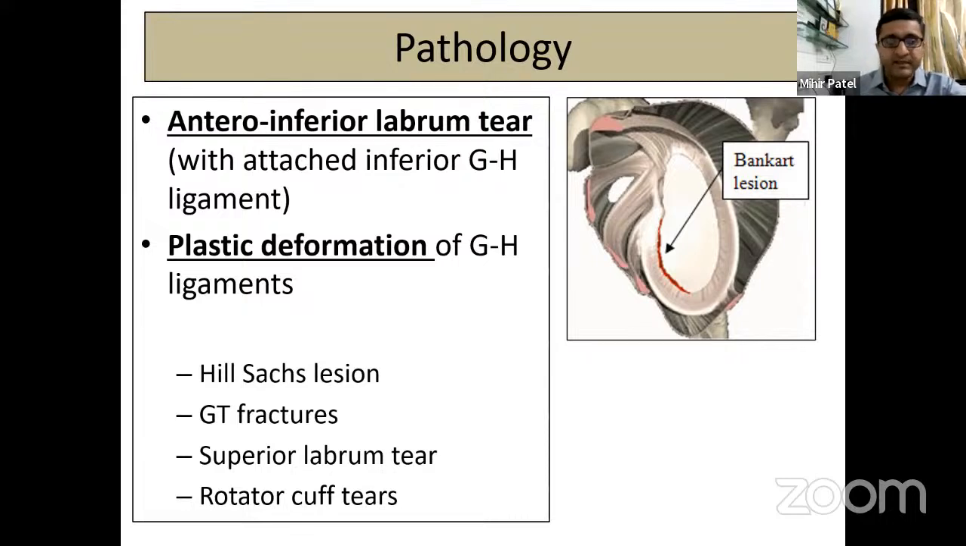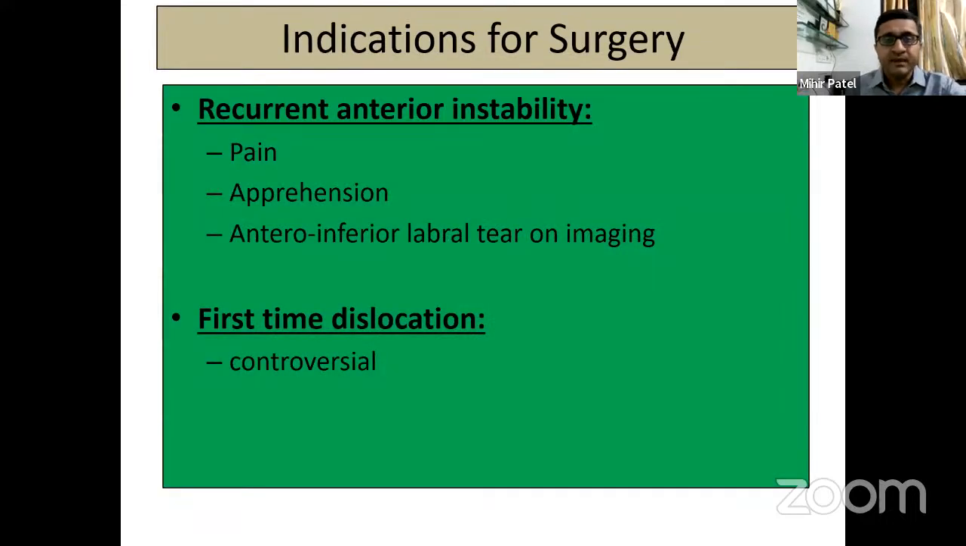The other pathology seen would be a Hill-Sachs lesion. Many times these patients come with greater tuberosity avulsion fractures. The labral tears can extend superiorly or posteriorly as well. And as I discussed, a little elderly patients will have rotator cuff tears also. So what is the indication of an arthroscopic Bankart repair? Number one will be a recurrent anterior dislocator. These patients typically will have very subtle pain, apprehension on abduction external rotation, and an anterior inferior labral tear seen on imaging, typically the MRI finding.